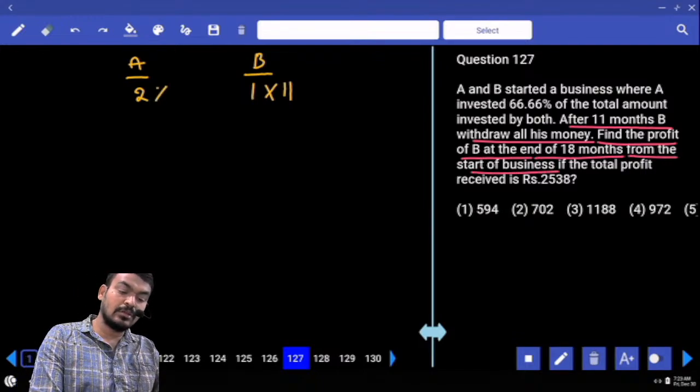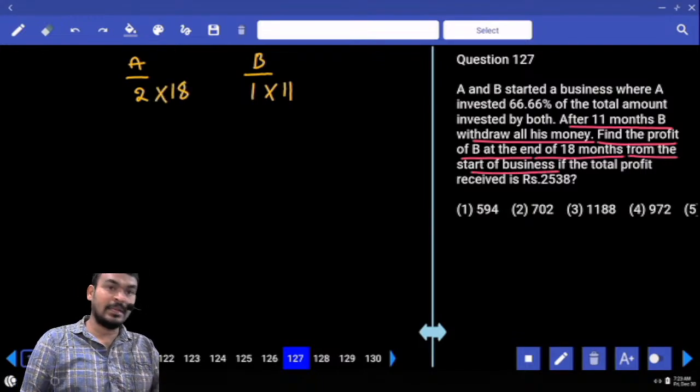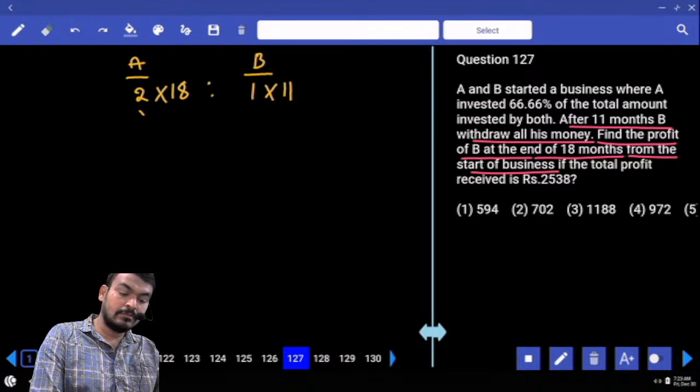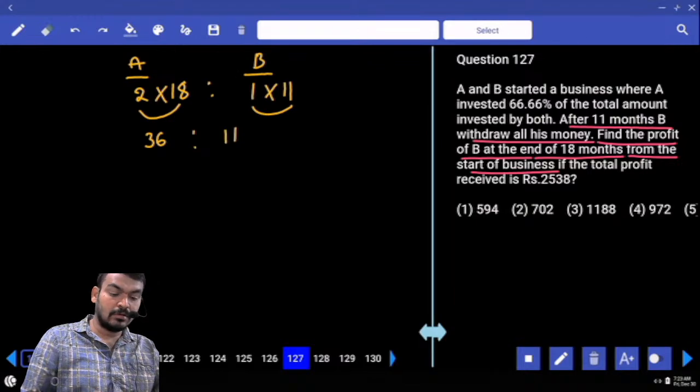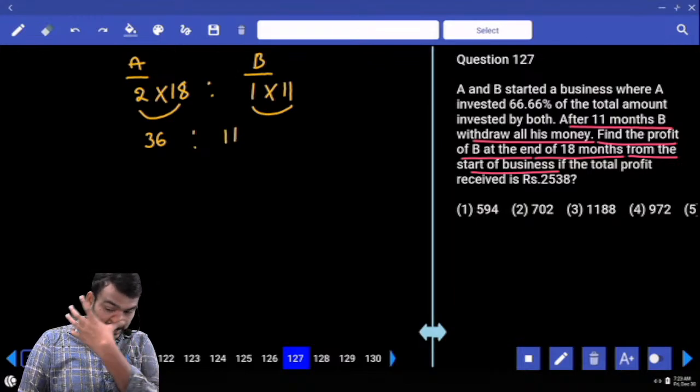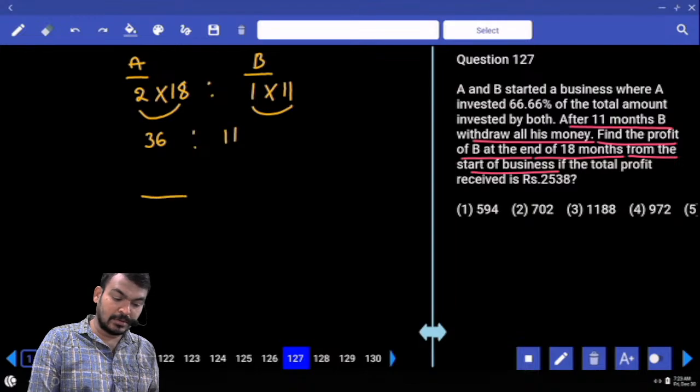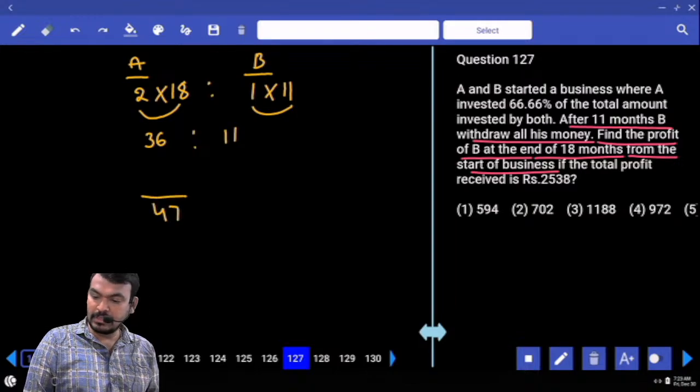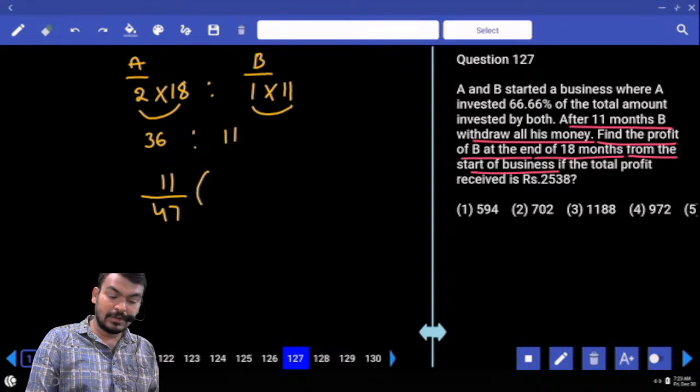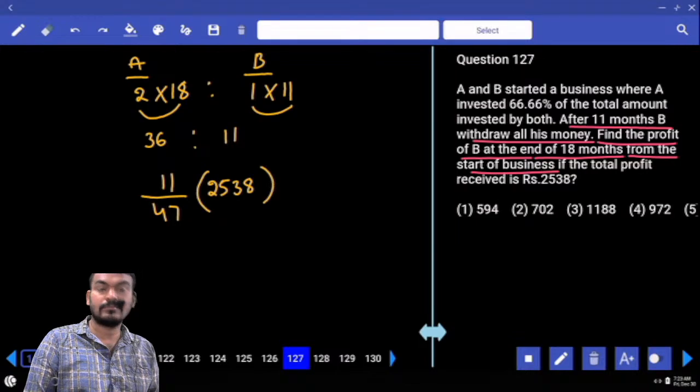A's time period is 18 months. 2 into 18 is 36. 1 into 11 is 11. So profits are distributed 36 to 11. Total 47 parts. In that, we require B's share, which is 11 parts. 11 by 47 of 2538.